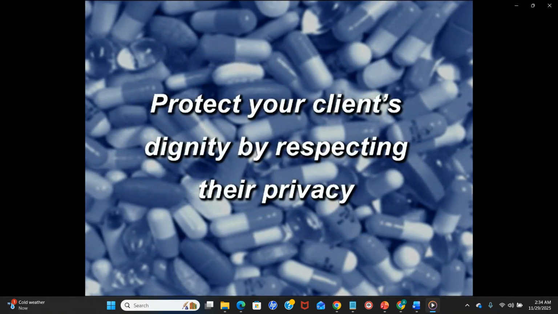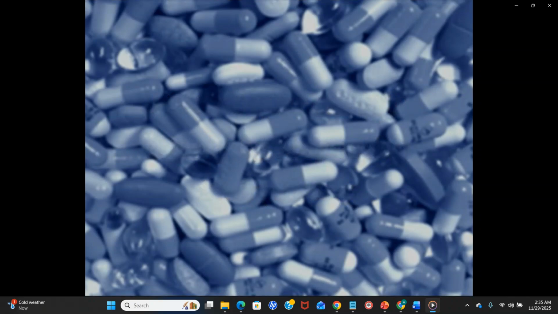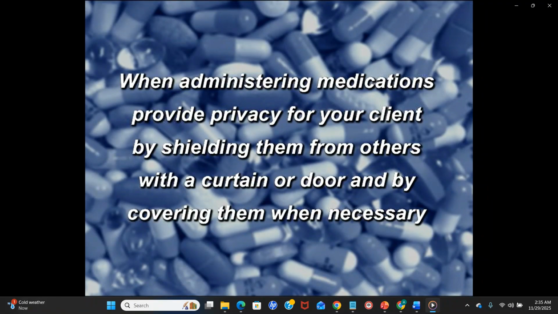Protect your client's dignity by respecting their privacy. By law, you must protect the privacy and confidentiality of your client by not allowing visitors or other clients to know what medication your client is taking. When administering medications, especially topical, vaginal, or rectal, provide privacy for your client by shielding them from others with a curtain or door and by covering them when necessary.